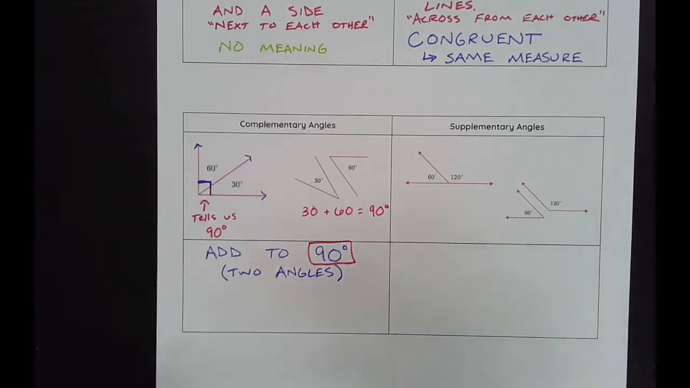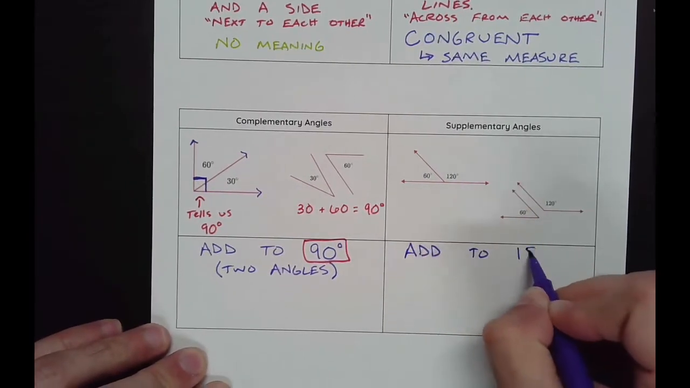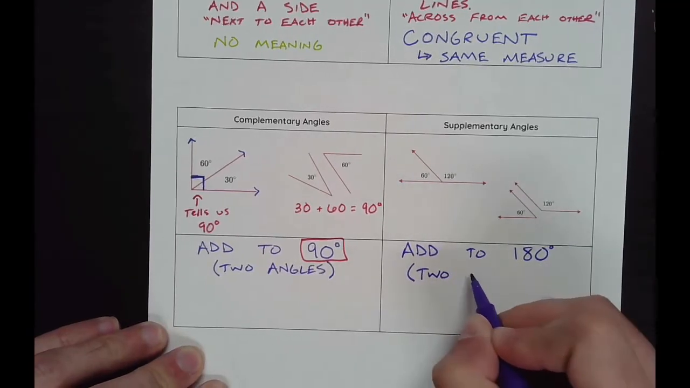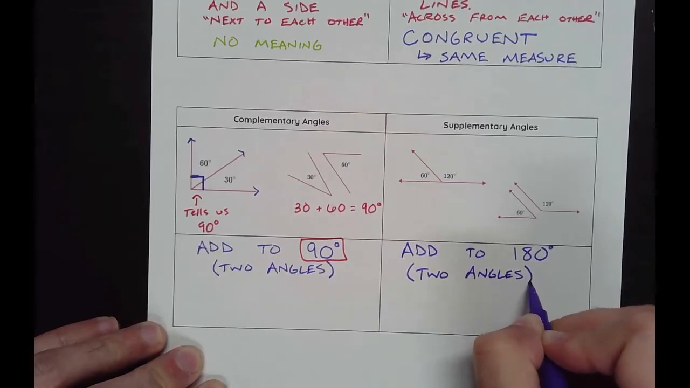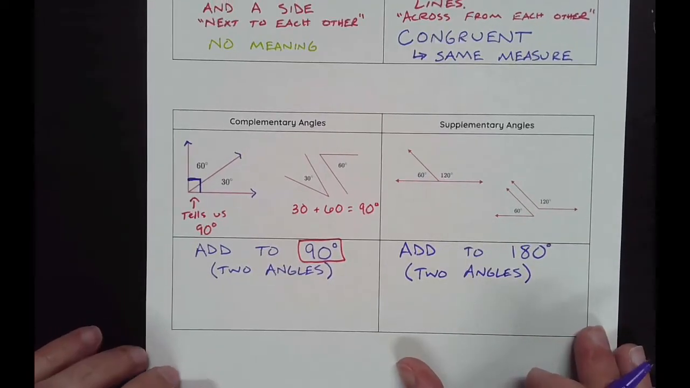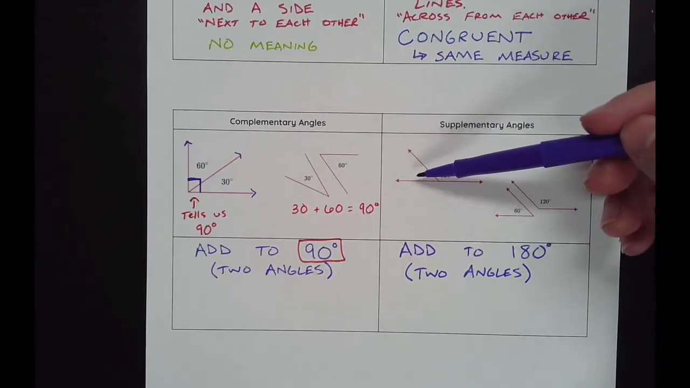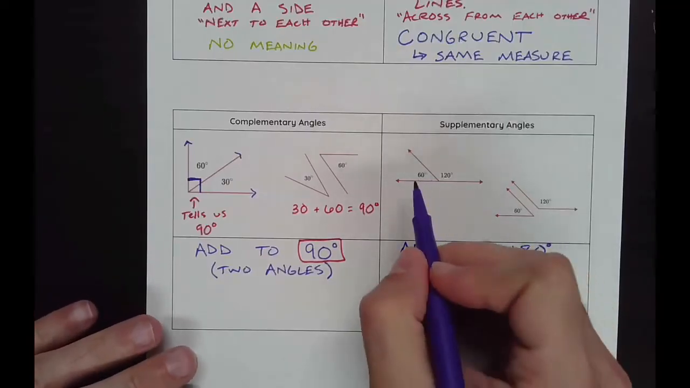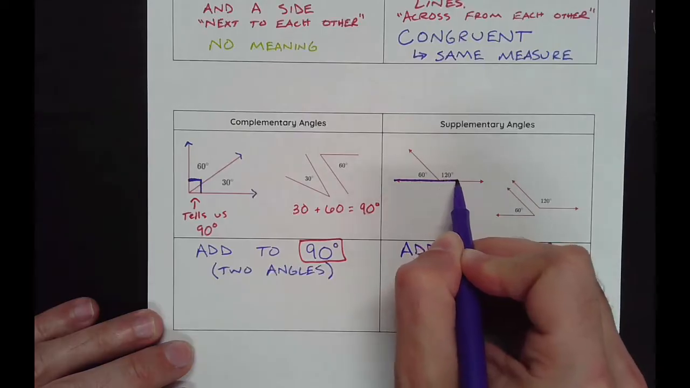Supplementary angles then are angles that add to 180. And again, we're talking about 2 angles that add to 180 degrees. We have an adjacent example. So this angle of 60 degrees and 120 degrees, these are together forming what we call a straight angle.